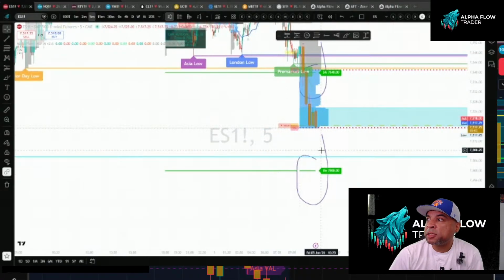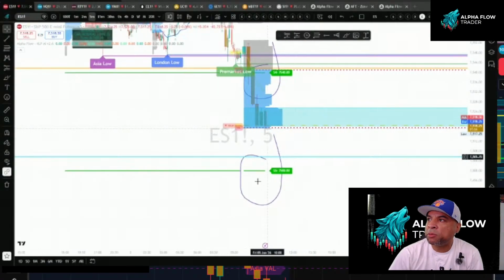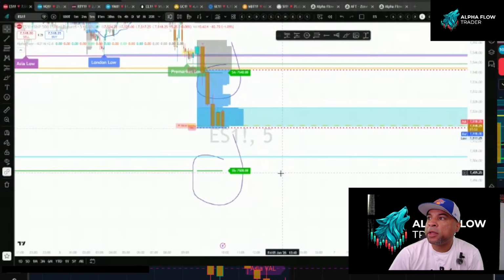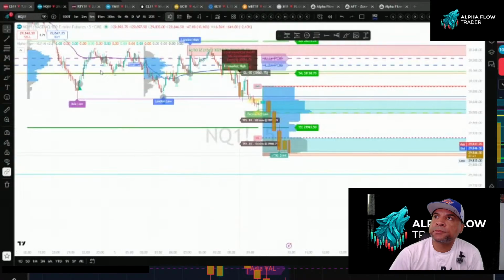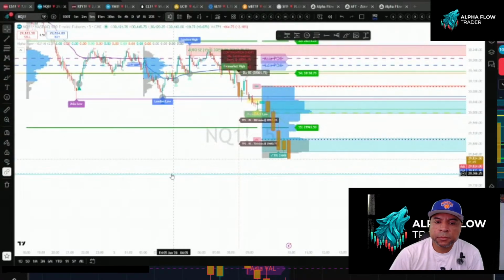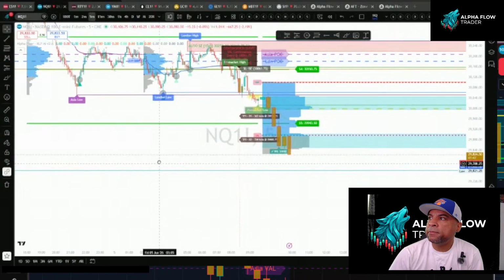Ideally, the A plus setup would be for ES to continue down, get down to S5, take out prior week's low, get down to S5, and then turn around. So that would be the A plus setup that I'd be interested in.